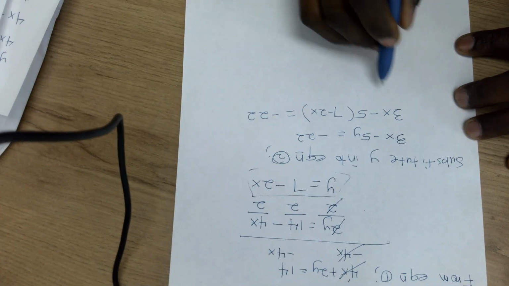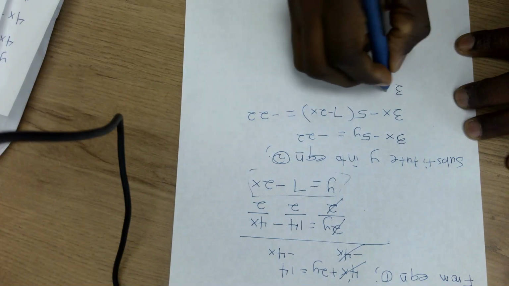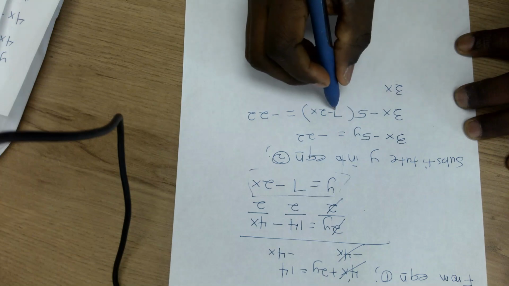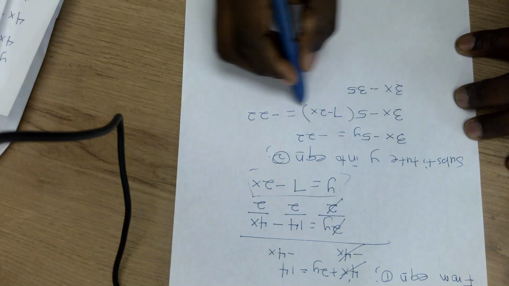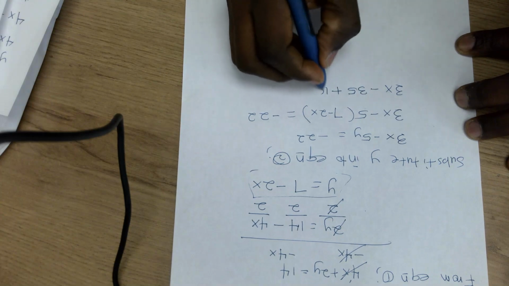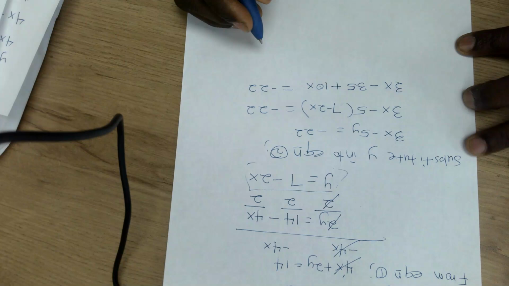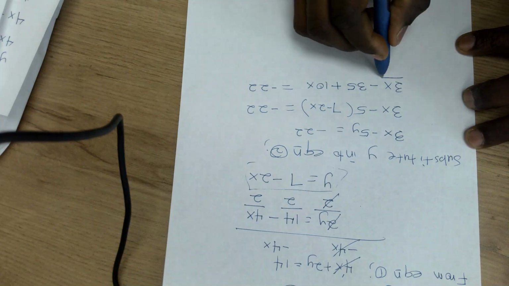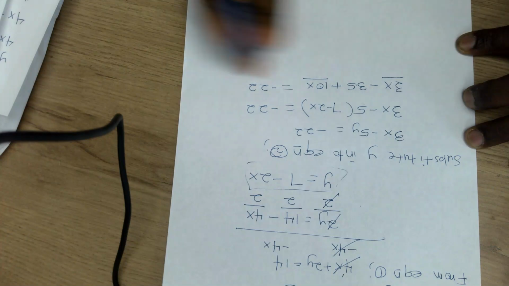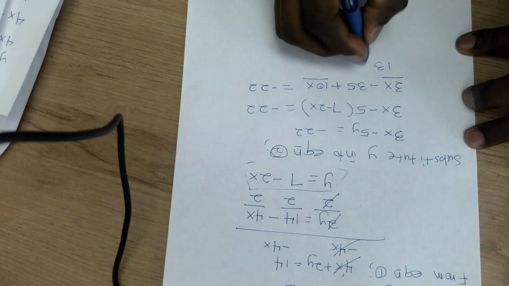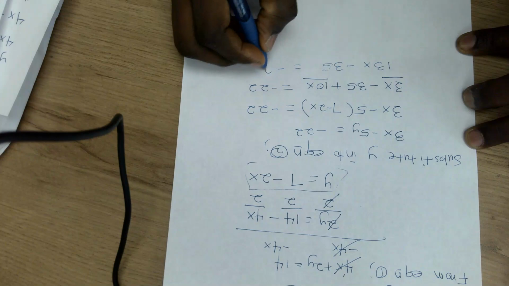Then I distribute the negative 5 over 7 minus 2x. So I have my 3x already. Negative 5 times 7 will give me negative 35. And negative 5 times negative 2x will give me positive 10x, which is equal to negative 22. All right. Now I can deal with 3x and 10x. So 3x plus 10x, they are like terms. That will give me 13x minus 35 equal to negative 22.